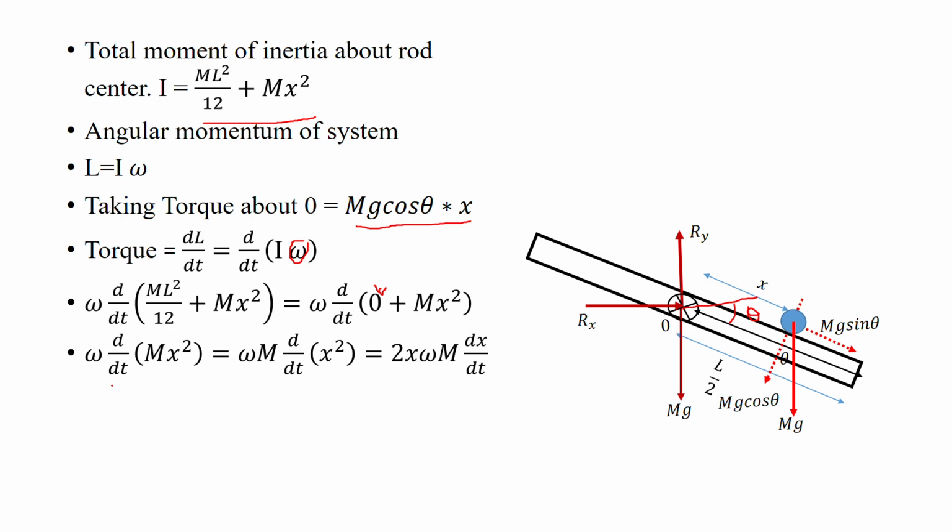So finally the equation becomes omega d by dt of mx square, that is omega m d by dt of x square. After differentiation it is 2x omega m dx by dt. Now equating this with the torque, that is mg cos theta into x, we obtain the equation 2x omega m dx by dt equals mg cos theta into x. Now substituting dx by dt as dx by d theta into d theta by dt, we obtain 2x omega m dx by d theta into d theta by dt equals mg cos theta into x.